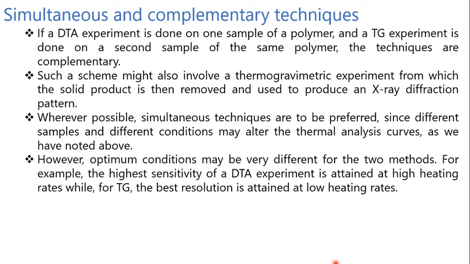For example, the highest sensitivity of the DT experiment is attained at higher heating rates, while for TG the best resolution is attained at lower heating rates. That's why we have to take an average between these two, which means we have to maintain the rate of heating not higher or lower than these two, and hence we will get proper results.